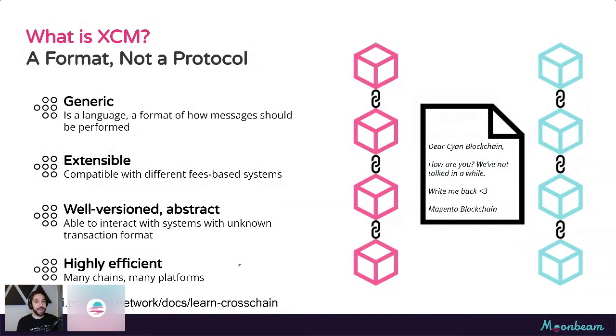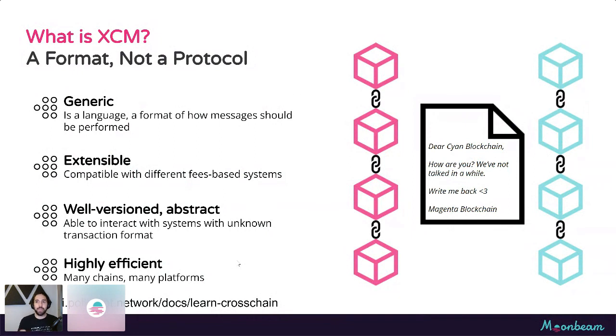So yeah, it is a format. It's not a protocol. And one way that I like to see it, even though this might be wrong, is that you can think about it as email, right? When we write an email, we write it with a certain format. So basically we always have a small introduction, let's say the Magenta blockchain wants to communicate with the Cyan blockchain. And so it's like, hey, dear blockchain, how are you? We have not talked in a while. You have the body of the message. And then you have the outro of the message, write me back, I miss you, whatever. And then you have the signature, basically the person saying who sent the message.